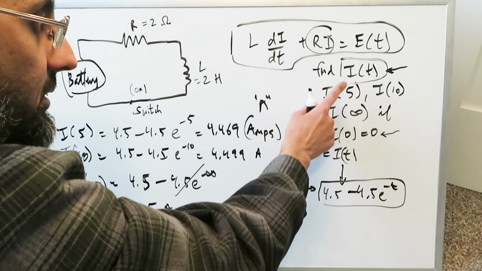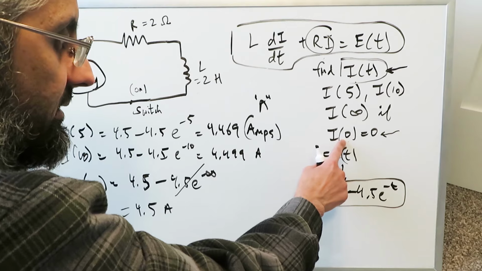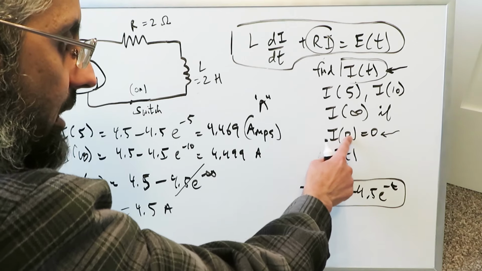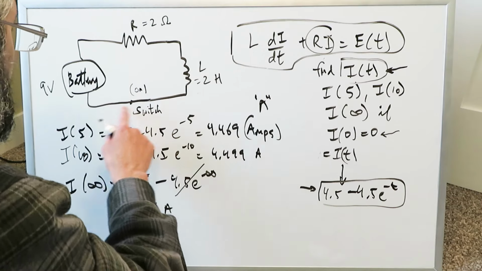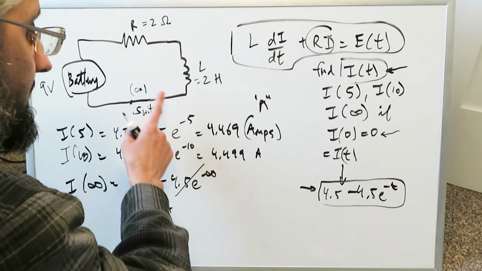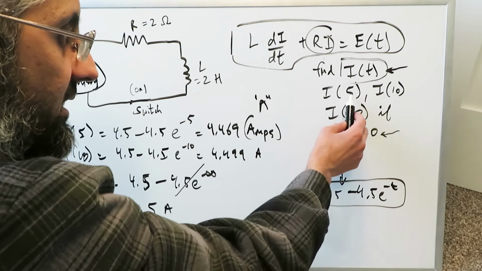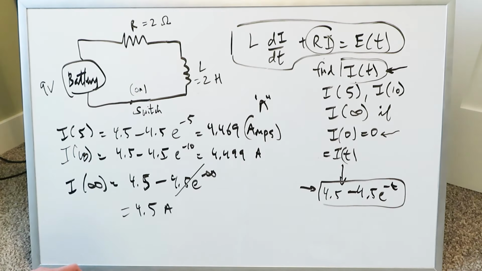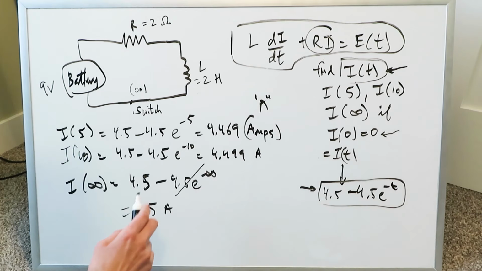We found this function over here for which this differential equation is true, and it's right here utilizing this. Current is 0 amps at 0 seconds. That makes sense. Switch is off. There's no current because it's an open circuit. Once the circuit is closed, electrons are flowing through here. Then at 5 seconds, 10 seconds, and at infinity seconds, we found you the values. Here's one value, here's another one, and here's the other one.